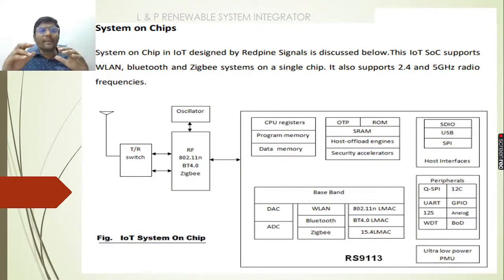So how can we make a system on chip with the help of IoT? When you take an RS9113 chip, it has CPU registers, a baseband, host interfaces, and different peripheral devices. But with the help of ZigBee, you can connect the transmitting and receiving switches with the help of an oscillator. It is nothing but the IoT system on a chip.